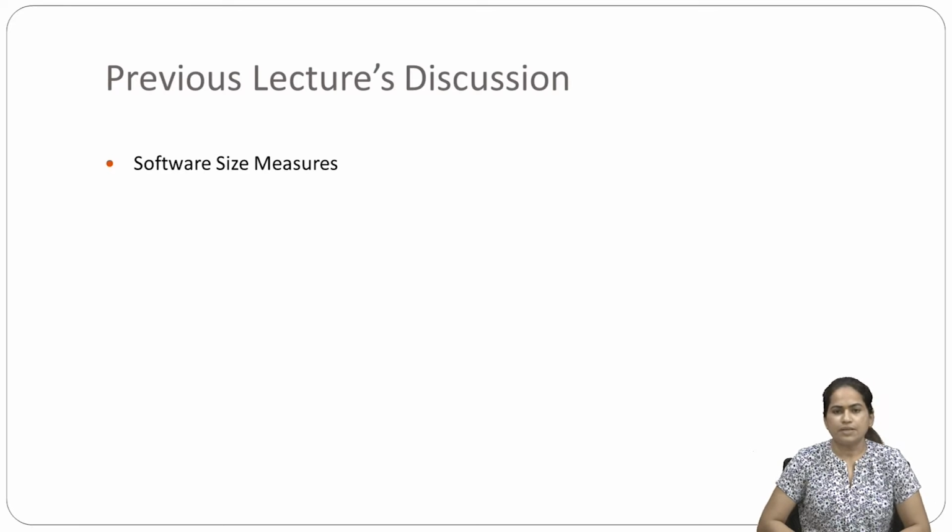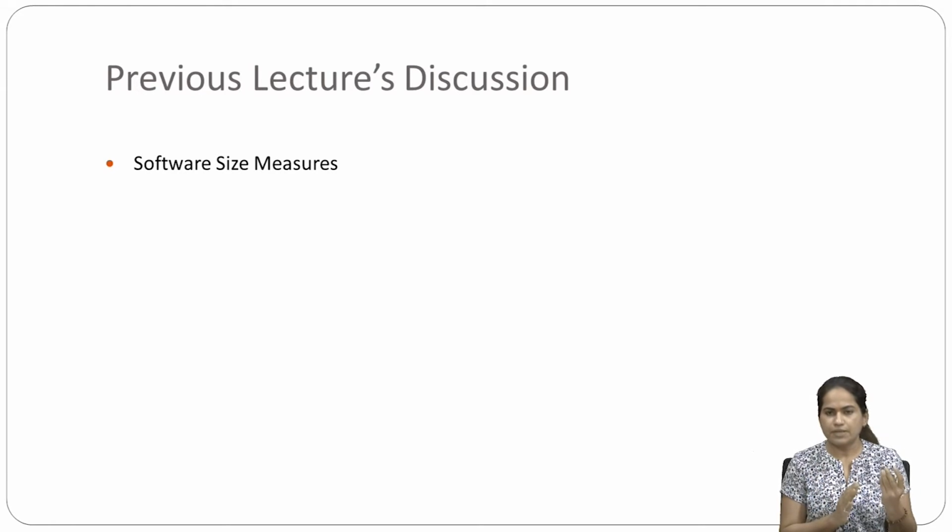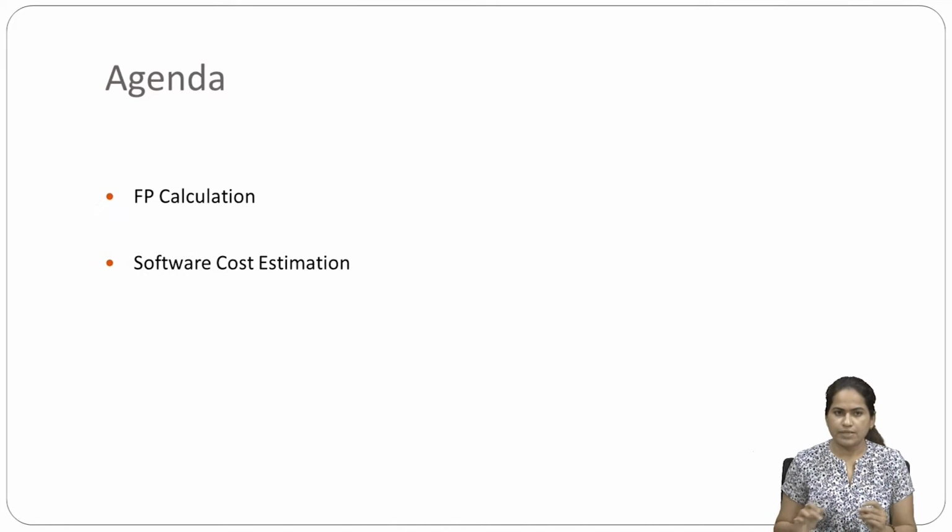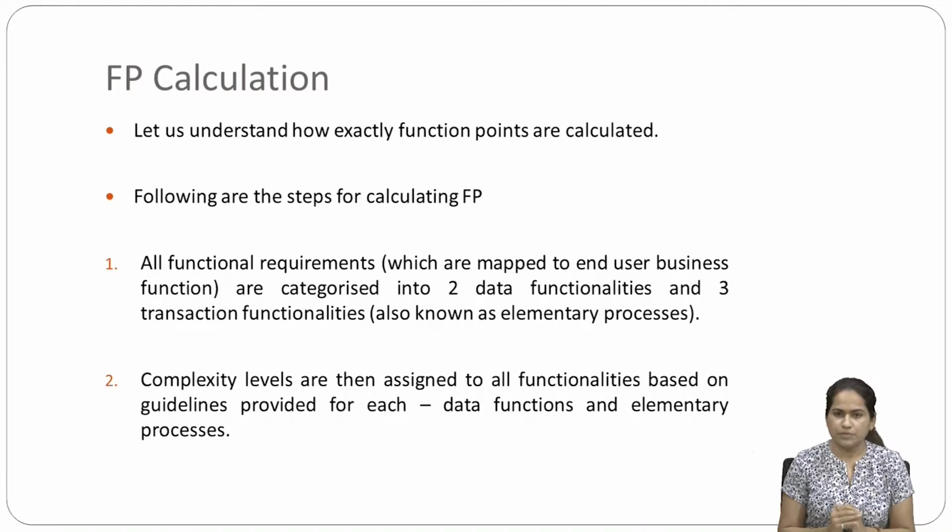LOC considers only the source code, meaning we skip the comment lines as well as the blank lines, and we discussed its advantages and disadvantages. FP, how it is useful, its advantages and disadvantages. In today's lecture we are going to discuss FP calculation and software cost estimation. Now let us start our discussion with FP calculation.